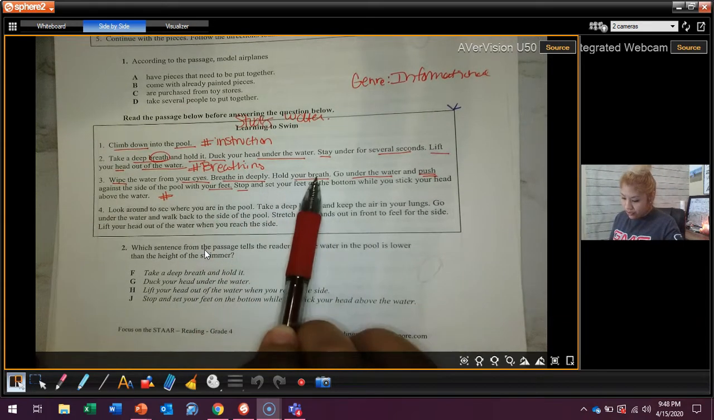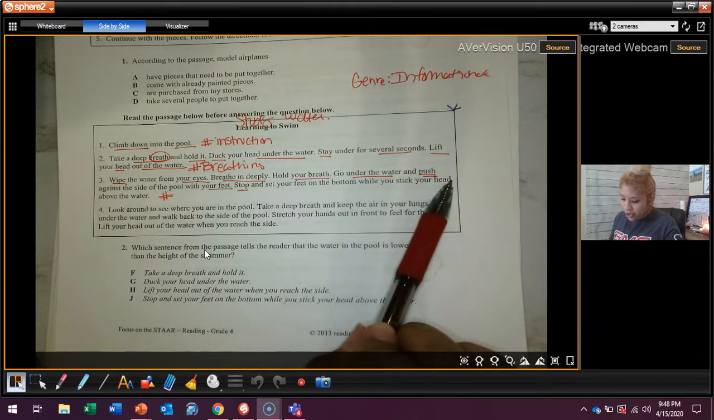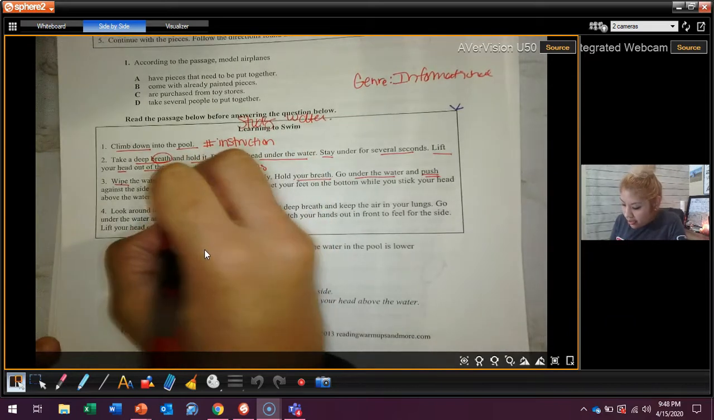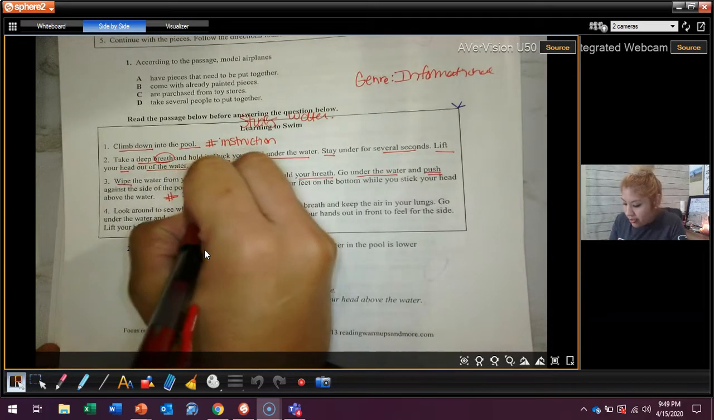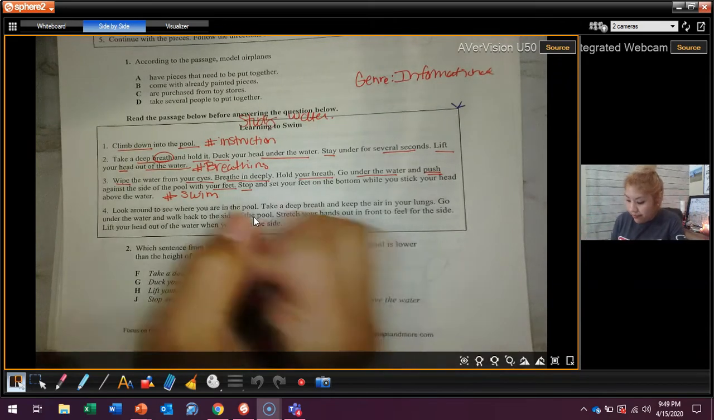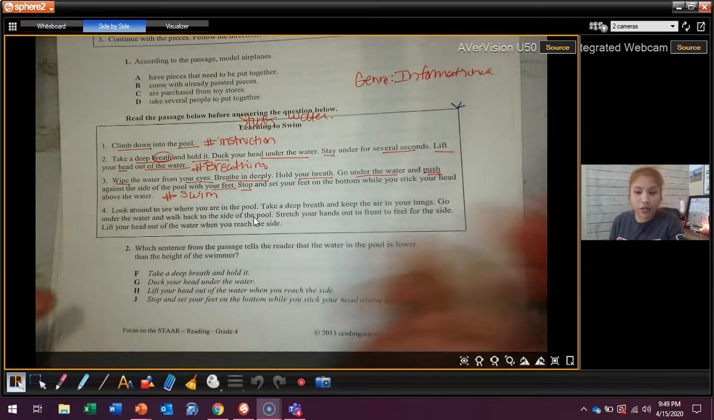Breathe in deeply, hold your breath, go under the water, push with your feet, stop and stand. So they're telling me to hashtag. So I'm going to write hashtag swim, because remember, they're already telling me to push the water. Once you're pushing the water, you're starting to swim. You can also put hashtag starting to swim.